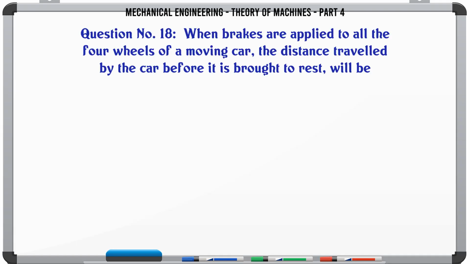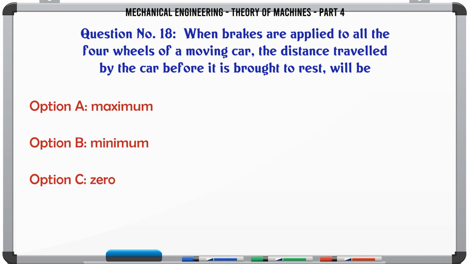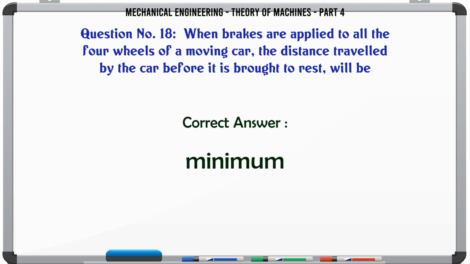When brakes are applied to all the four wheels of a moving car, the distance traveled by the car before it is brought to rest will be A. maximum, B. minimum, C. 0, D. The correct answer is minimum.